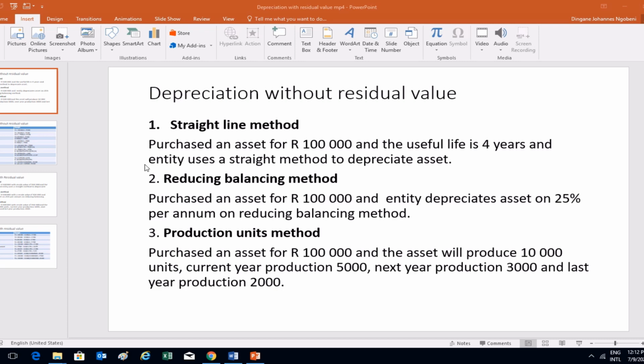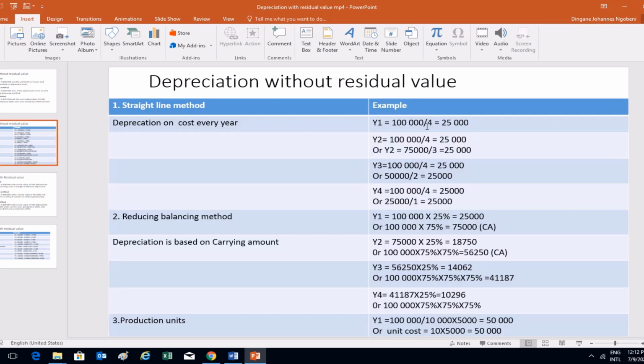Let's look at the example. Number 1, straight line. Remember, depreciation without residual value. Year 1, 100,000 divided by 4 is equal to 25,000. Straightforward. This is how you calculate if it's a straight line. Why? Depreciation is on cost every year. Year 2, 100 divided by 4 is equal to 25.